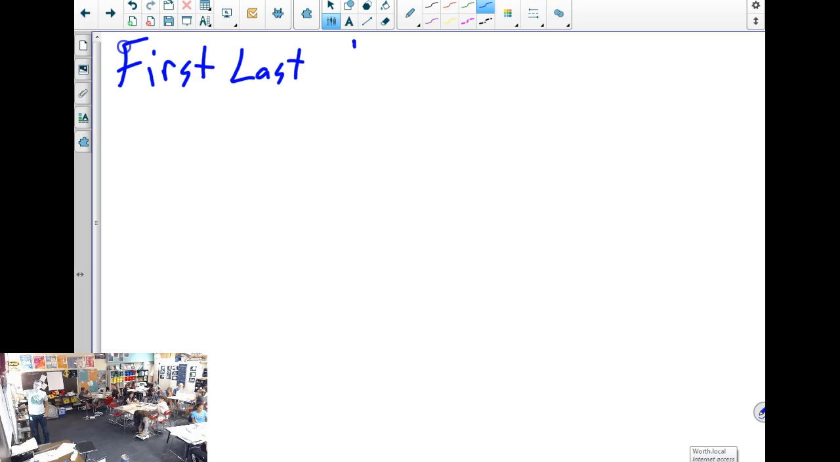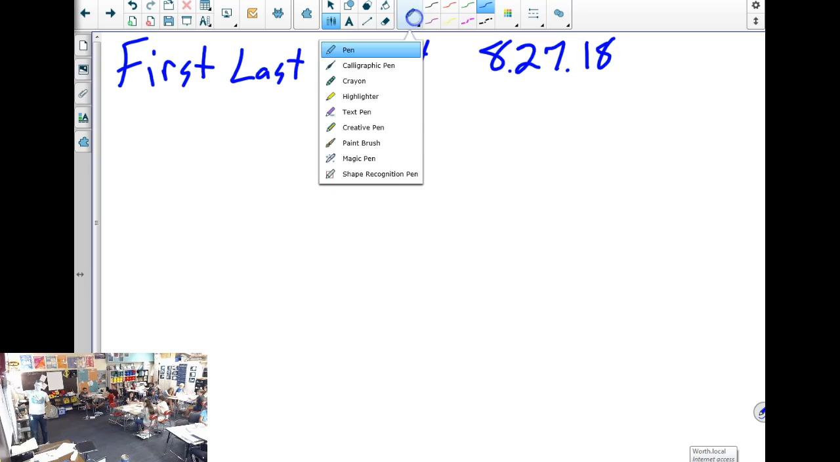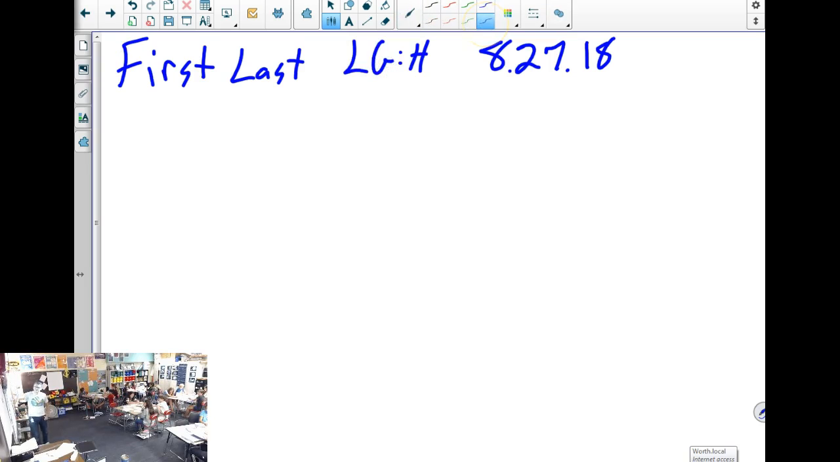Letter group, which you could put LG and then your letter group, or you could just put the letter and circle it or something like that. So I'm going to say I'm H, sure, because I'm guessing. Then our date today. Now, you might have Friday's date, and if so, that's okay. But then, for math, there's one other thing it needs to have: what the actual assignment is.